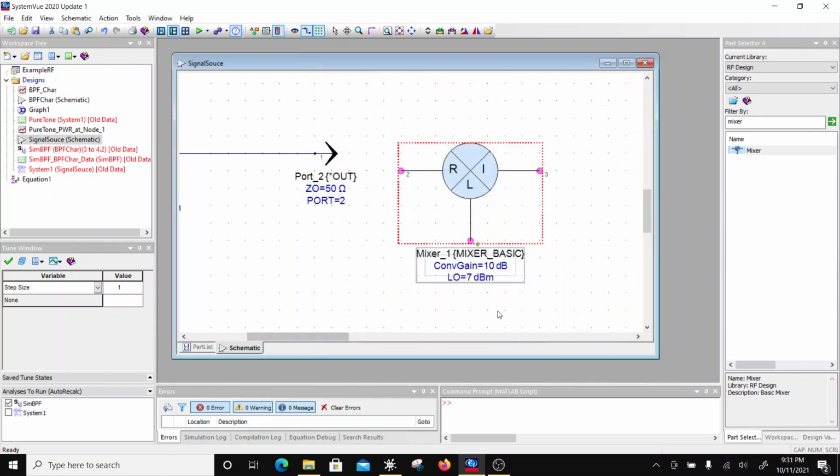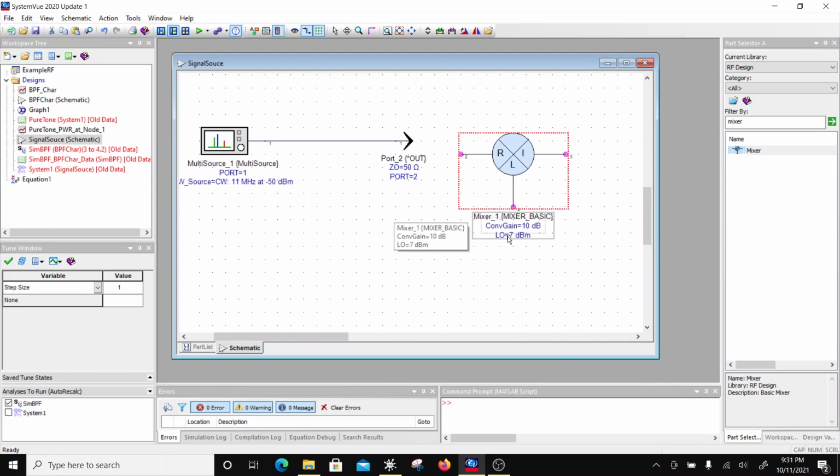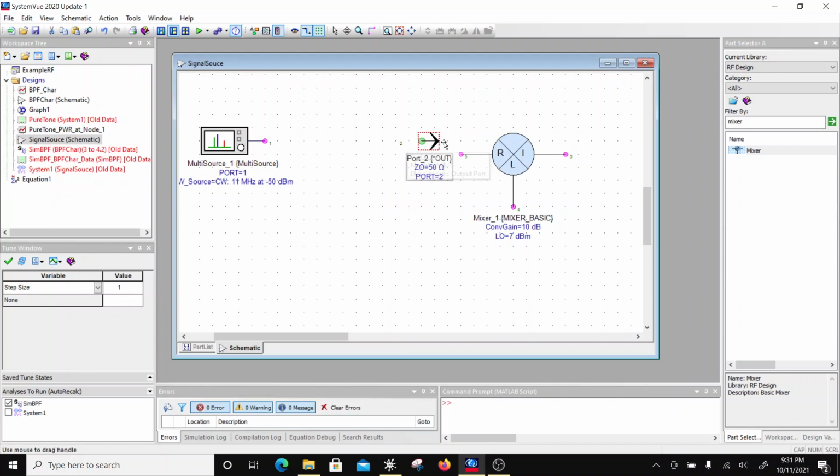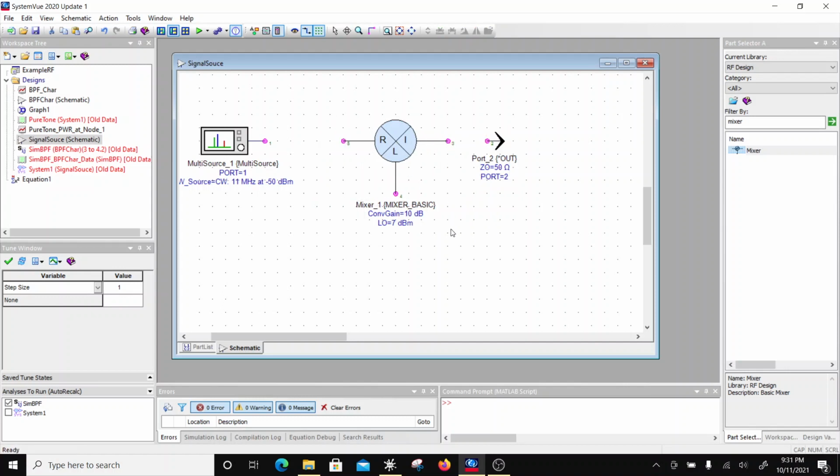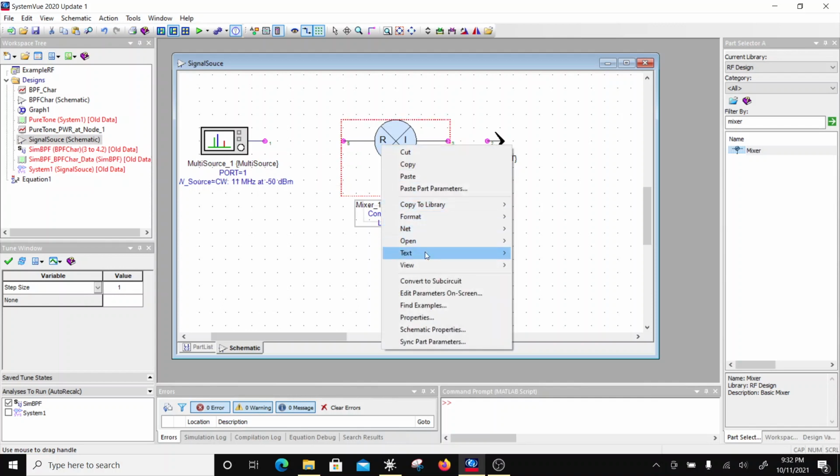So if I put here, I have this, and it says LO is 7 dBm. Well, I don't care about that. I'm going to put in here my own local oscillator and do things like that. Okay, so can I shift the text up?